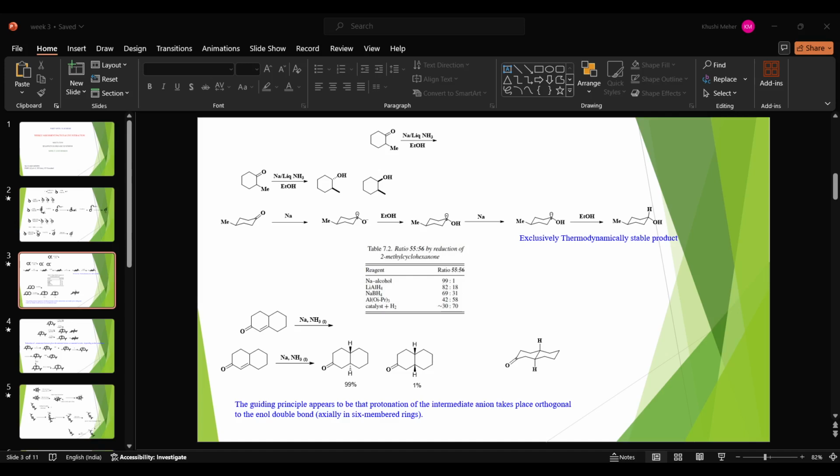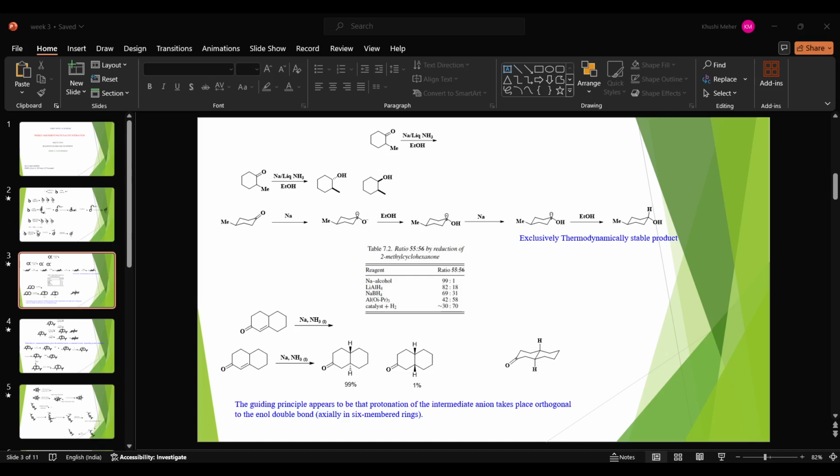Suppose the intermediate is not stable. Suppose you have a reaction with a carbocation, carbanion or radical intermediate, and that intermediate is not generally stable. In those cases, you will get your major product as the kinetically favorable product. But when the intermediate is stable, in those cases you will get the most stable product, the thermodynamically favorable product.